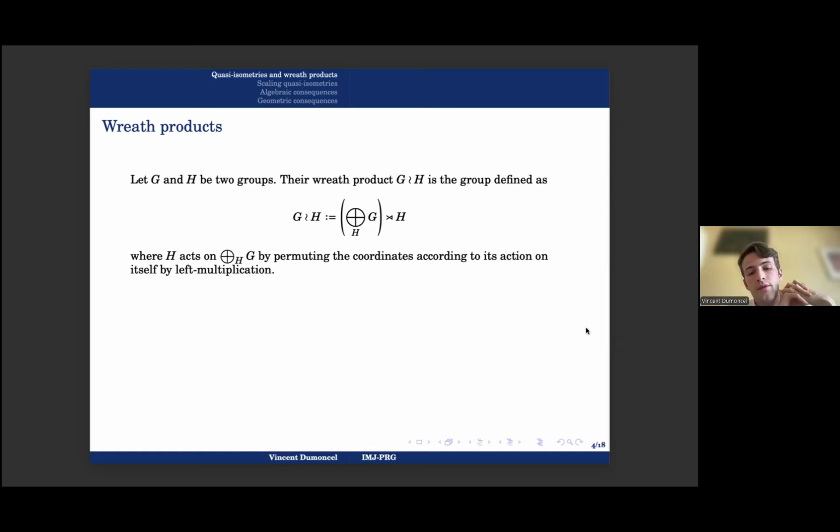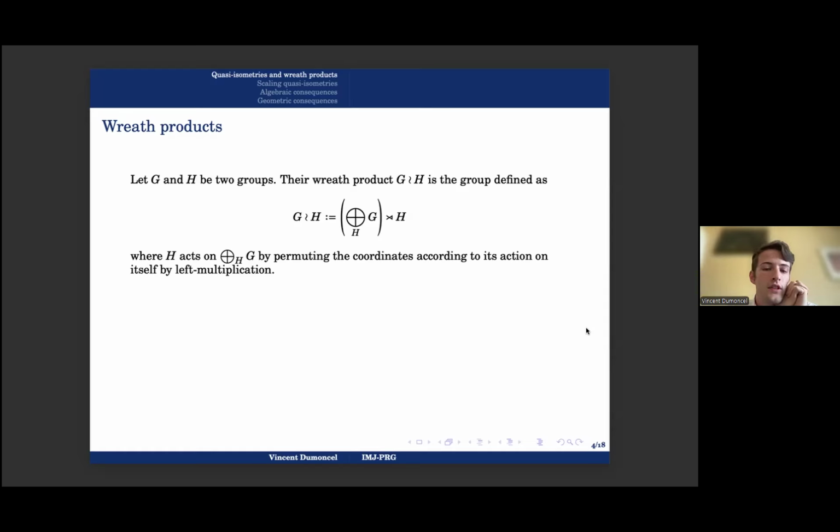You form a semi-direct product where the first factor is a direct sum of copies of G indexed by H, and the second factor, the right factor, is just a copy of H. And to take the semi-direct product, you just need an action of the second factor on the first factor. And here, the first factor is a set of functions defined on H with values in G.